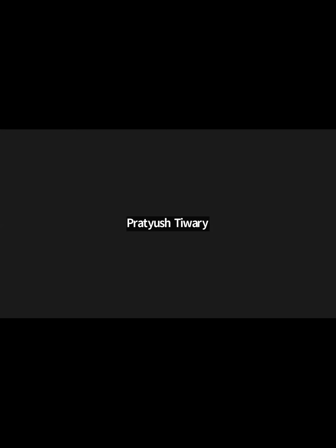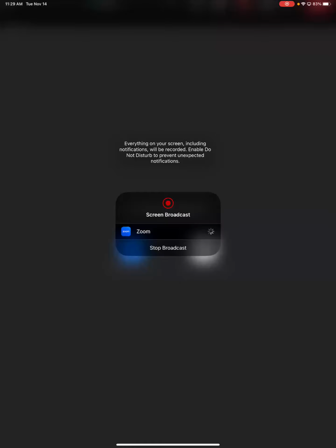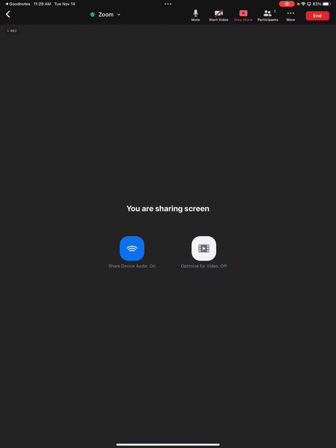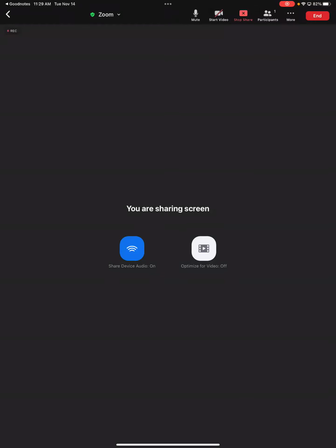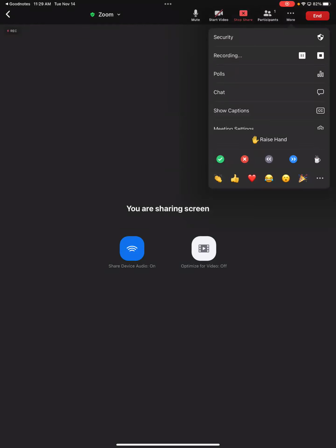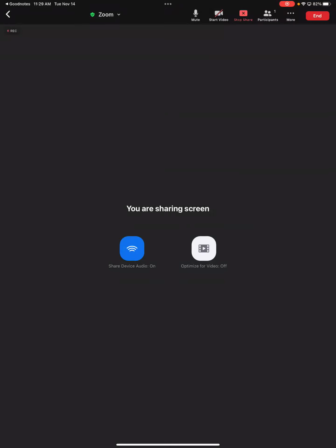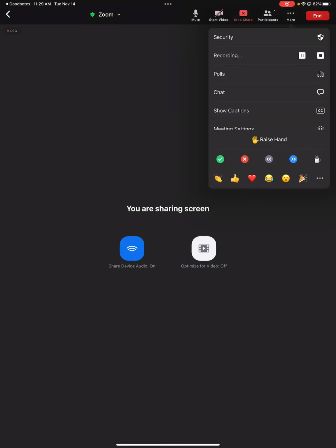What can I say? Okay, looks like it's back. Okay, it's recording and screen share is, I think screen share is working. We'll find out.